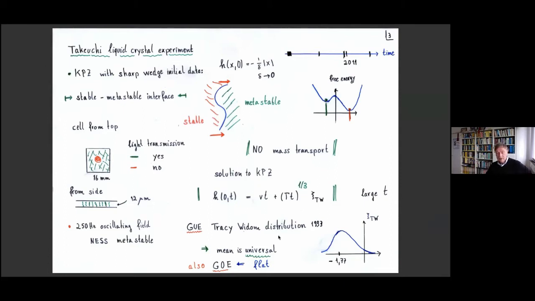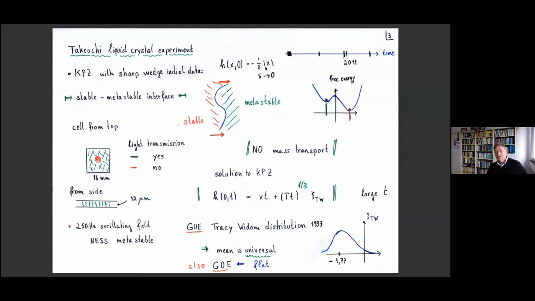And what they find is that on a particular scale, what they proved actually is that the distribution of that largest eigenvalue has a shape which is slightly asymmetric and has a mean at -1.77. And I will show you precise pictures, just so that you get a feeling. And surprisingly, this very particular distribution appears in the solution of the KPZ equation with initial data which people call the sharp wedge initial data.